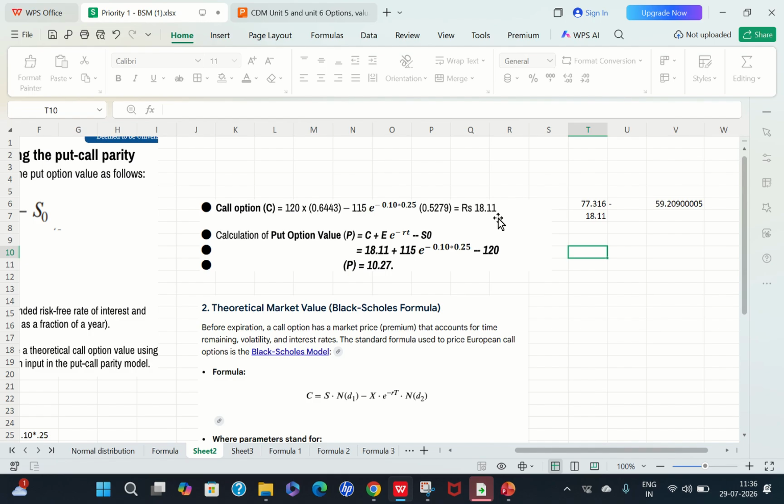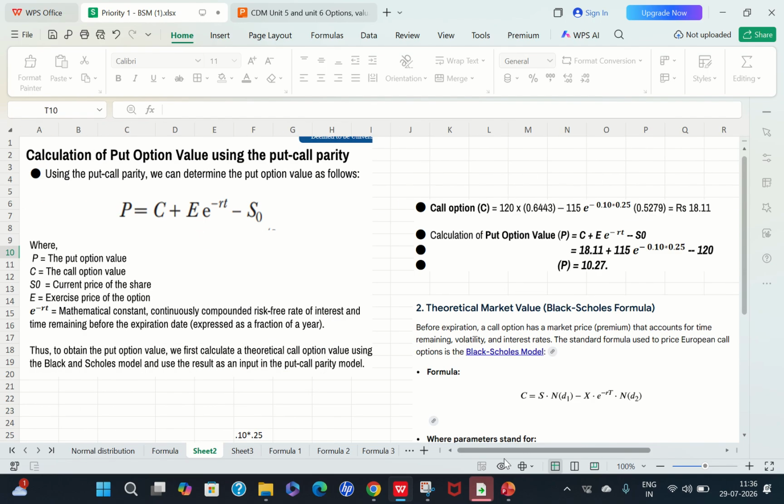Then coming to the point of put option value. As far as put option value is concerned, in short it is called the put-call parity theorem. Normally, put option value is calculated by the predominant trading platforms with the help of this formula, where you can get an approximately genuine number. For put option value, you need to have call option value. So call option value plus E, which stands for exercise price, into e to the power of minus RT.